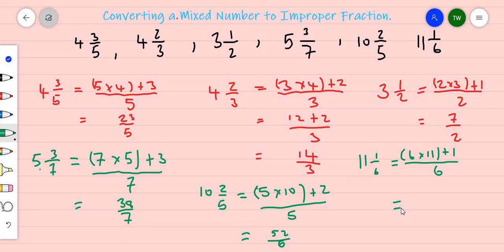And all you need to do is to simplify. 6 times 11, that's 66. Plus 1, that's 67. So we're going to have 67. And you put it back over your original denominator of 6. And that's how you convert any mixed number to improper fraction.